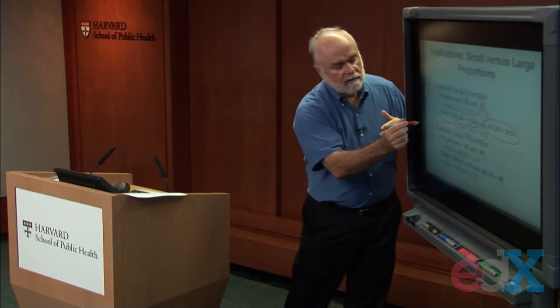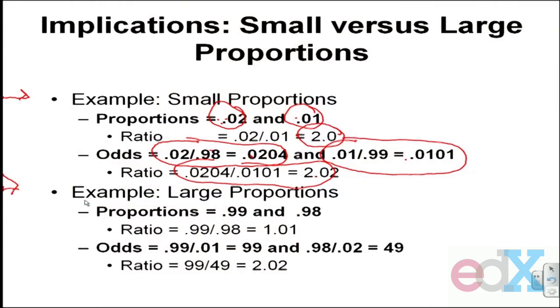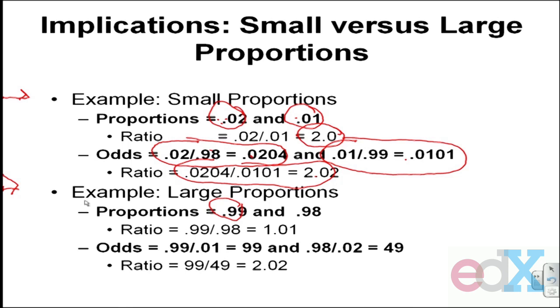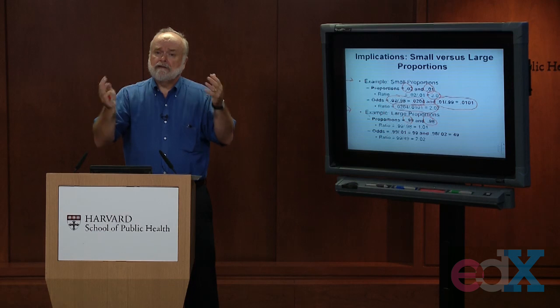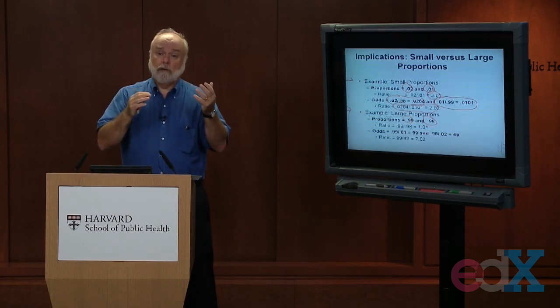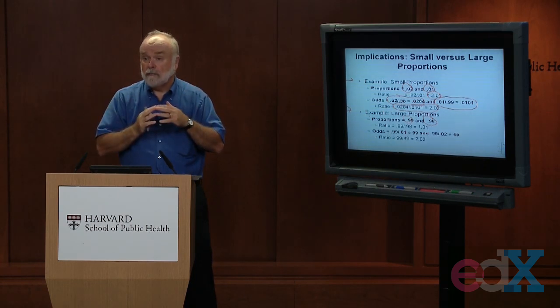But now let's look at a different example where the outcome is common, very common. Let's suppose it happens 99% of the time in one population, 98% of the time in another population. And again, I want you to describe how much more common it is in one population than the other by dividing the outcome proportion in one population by the outcome proportion in the other population.